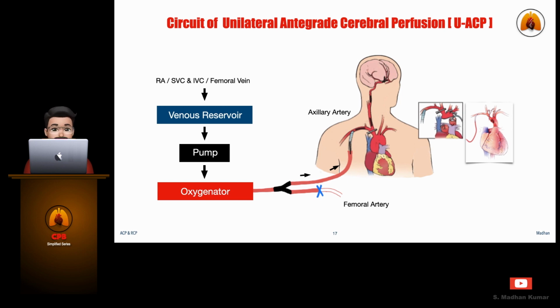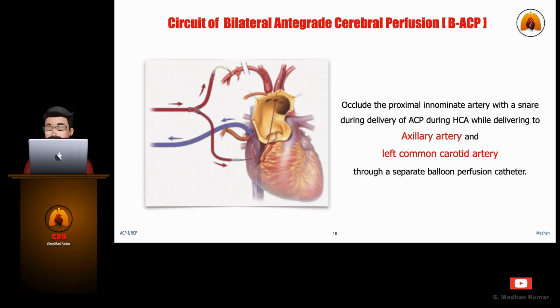Ensure proximal clamping of arch vessels to avoid stealing of blood into the aorta. Keep a Y in the arterial line to facilitate antegrade cerebral perfusion delivery through the axillary artery and left common carotid artery, as shown in this diagram. You can occlude the proximal innominate artery with a snare during the delivery.